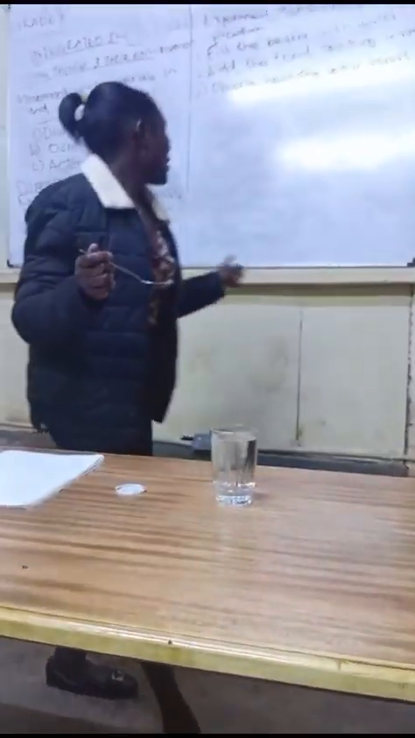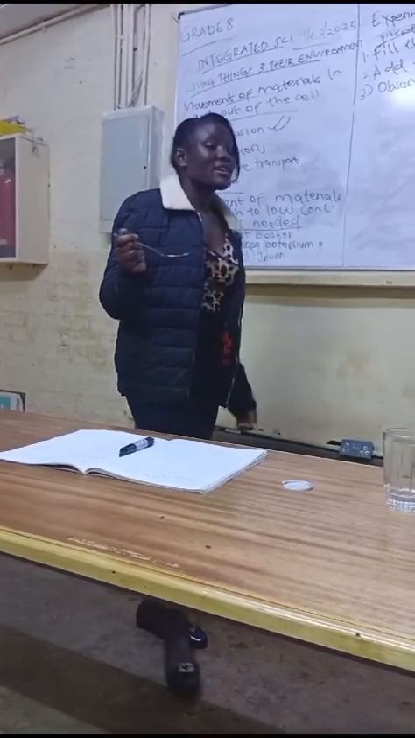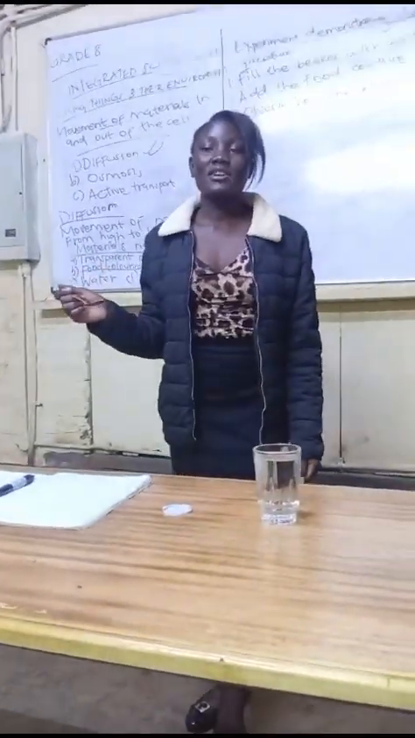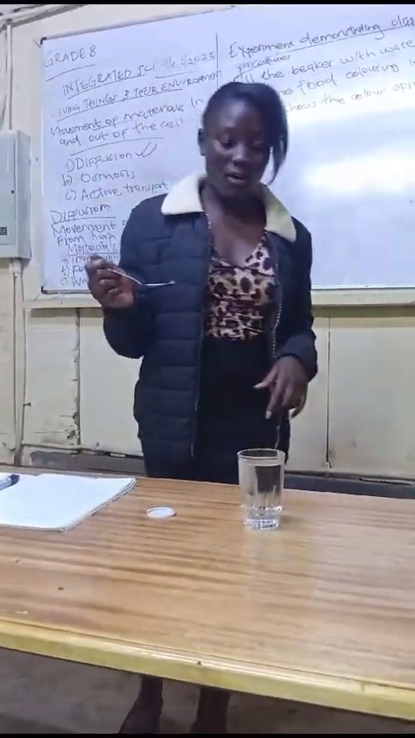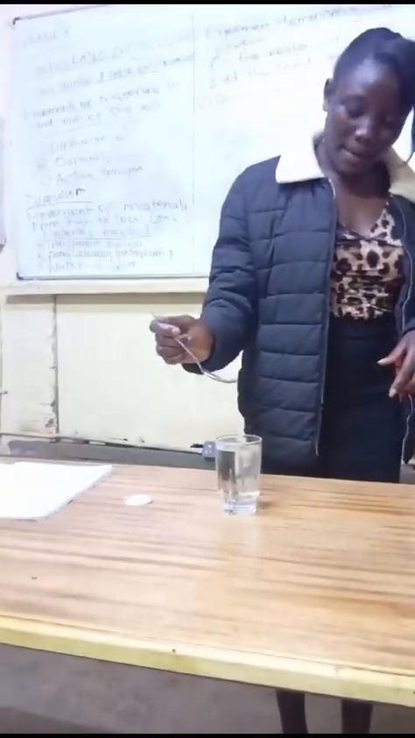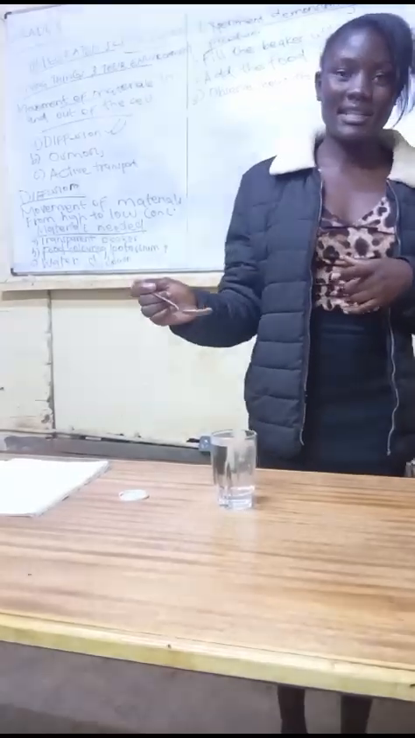So, remember, we have said that diffusion is the process by which materials move from the region of high concentration to the region of low concentration. So, we want to demonstrate it now. Are we together? So, you add your food coloring to the beaker. Then you shall tell me what you see.